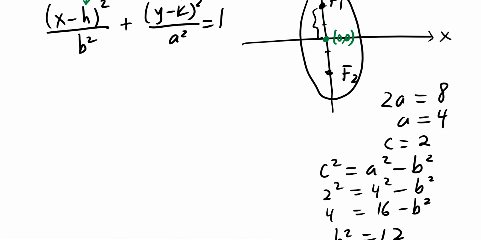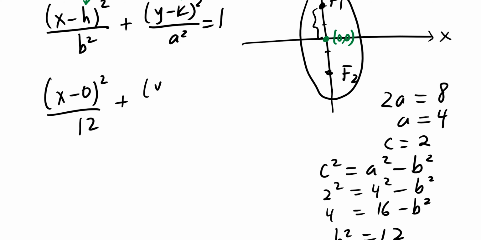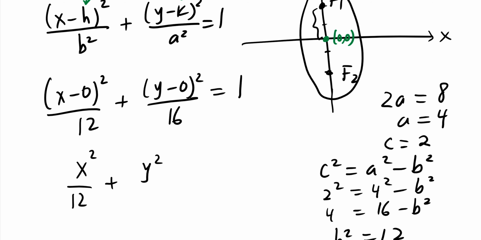Now, (x − 0)² over 12, (y − 0)² over 4², which is 16. So the final answer is x² over 12 plus y² over 16 equals 1.